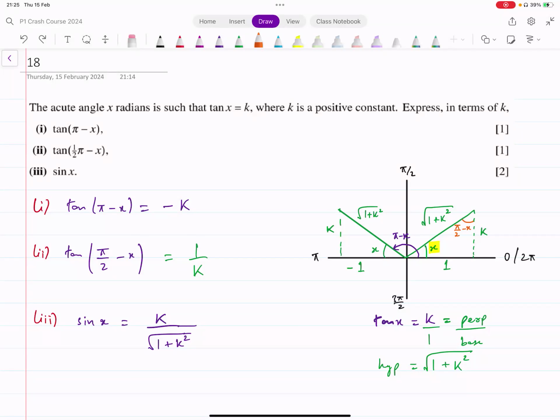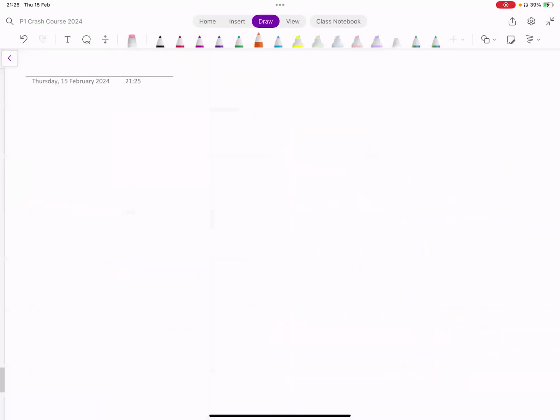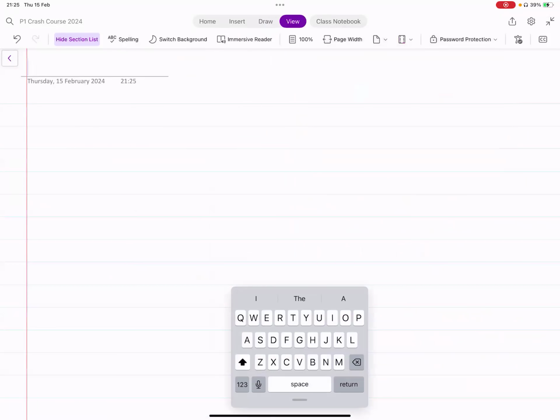Okay, let's have a look at a few more questions. Two more questions quickly, and then we end. There is another one in the worksheet like this.